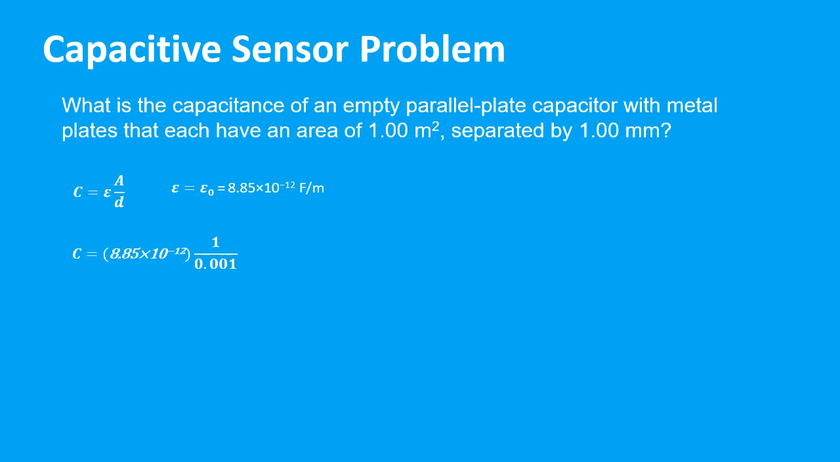So in this example, the distances are converted to meters and the farad stays as is. So if we calculate this, we get capacitance is equivalent to 8.85 nanofarad. And this will be our answer.